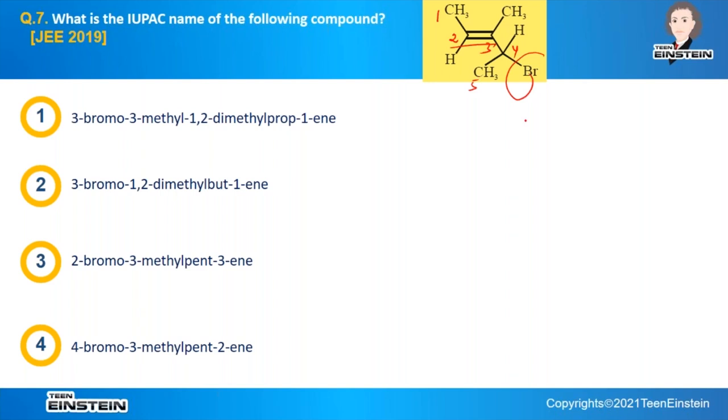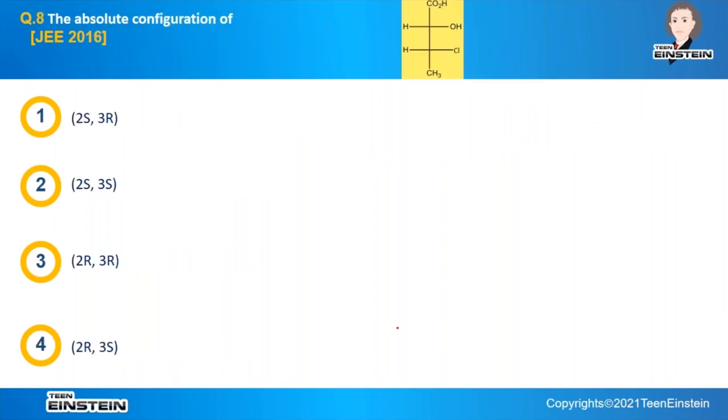So the IUPAC name of the following compound is 4-bromo-2-methylpentene. The correct option is option number 4. So next move on to the eighth question.